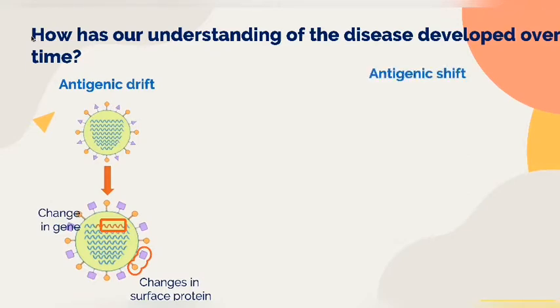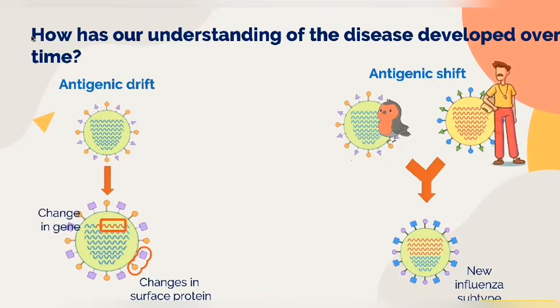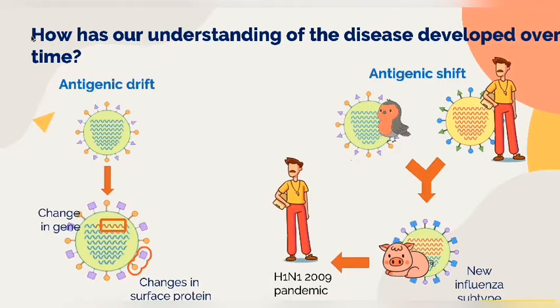Antigenic shift is a major change, resulting in new proteins, and can result in a new influenza A subtype in humans. One way shift can happen is when an influenza virus from an animal population gains the ability to infect humans. Such an H1N1 virus with genes from avian, human, and swine emerged to infect people, causing the H1N1 pandemic.